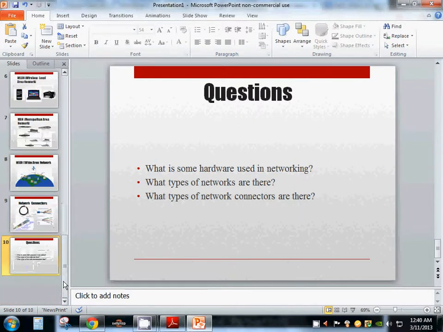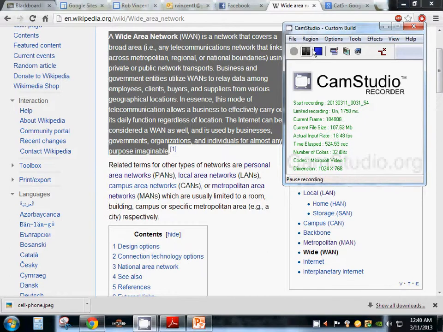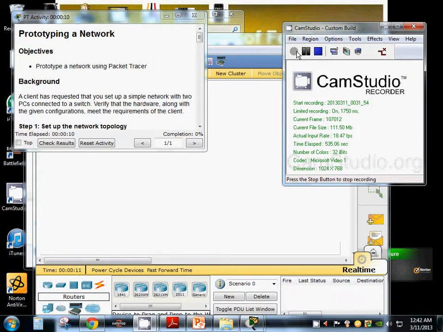And for my demonstration, I'm going to show you guys how to use a Cisco program here. Give me just 1 second, I'll get it up for you. So now that I've got Cisco Packet Tracer up, and this is a virtual networking program, I'm going to show you how to build a network.